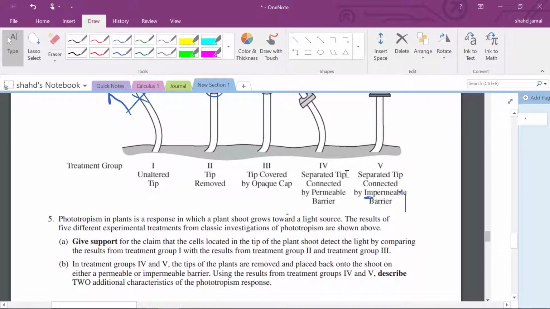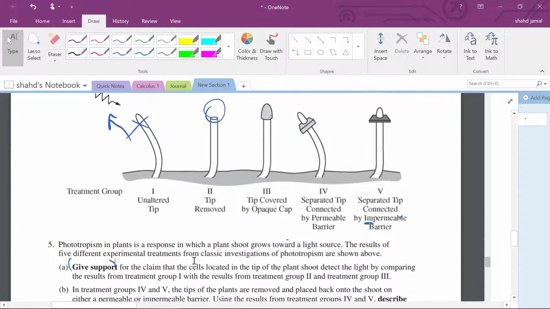So part A has a very important keyword. In AP exams, get used to seeing different keywords that will literally guide you towards the answer. When it says give support, it's not telling you to talk about whether the claim made in the question is true or false. Clearly it's true. They want you to support it. So don't try to be smart and say, no, actually, the cells located in the tip of the plant shoot are not responsible for allowing the shoot to grow towards the light source. This is basically a fact, and they're telling you to prove it.